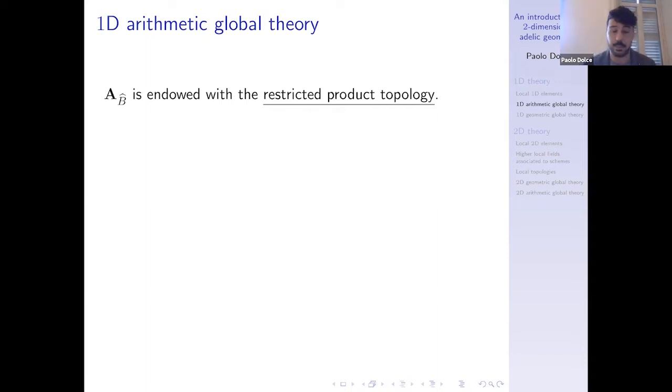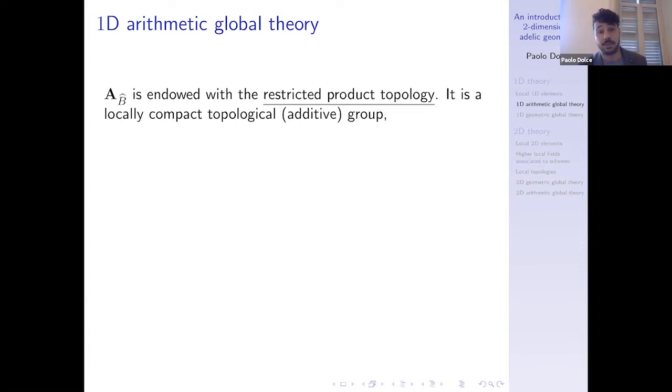Either you give explicitly the local basis around zero, or you can describe it as a direct limit of locally compact groups. I mean, this is kind of standard, but if someone has questions, I can explain the details of this topology later. But I just want to say that it's not the product topology induced on the subspace of adeles. But why is this topology important?